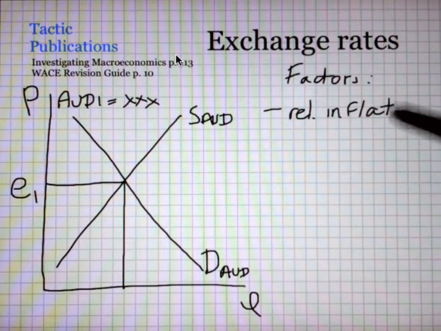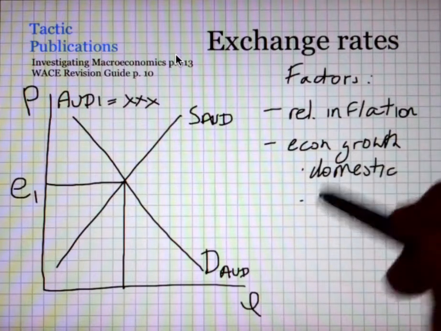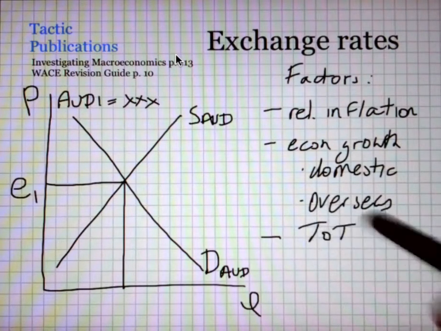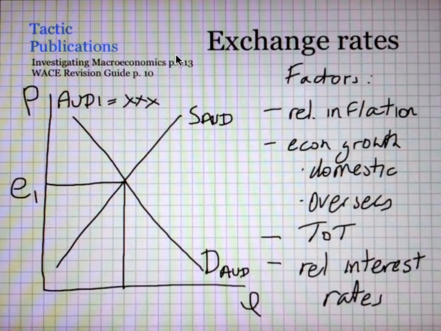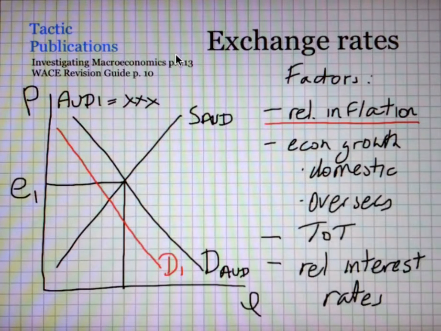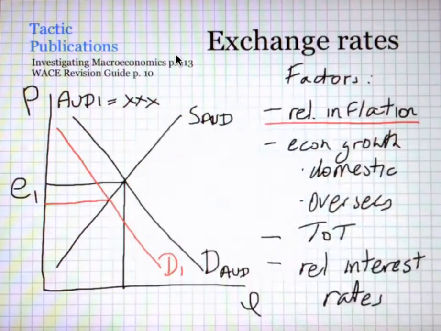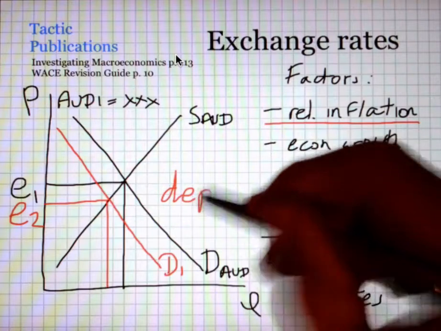These include relative inflation rates, economic growth here and overseas, the terms of trade, and relative interest rates. For example, you'd expect that if inflation was higher in Australia than overseas, over time, the demand for Australian goods and services would fall, leading to a new equilibrium or a new exchange rate, and this would be a depreciation of the Australian dollar.